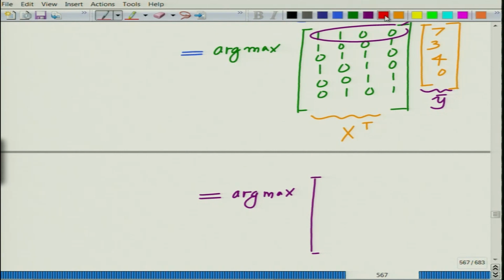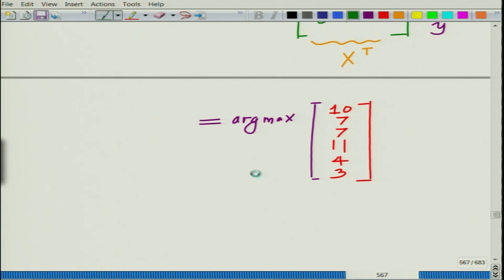The first one will be 1 1 0 0 times 7 3 4 0, projection, so that will be 7 plus 3, the projection will be 10. Similarly, the next one would be 7 plus 0, that is 7, then the fourth one would be 7 plus 4, that is 11, then the fifth one would be 4, and the final one would be 3 plus 0, that is 3. So, this is essentially the vector of projections. Remember, the vector of projections of y on the columns of x.